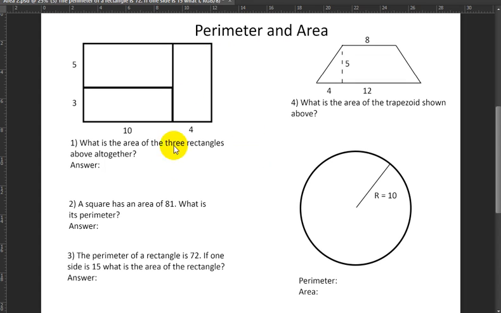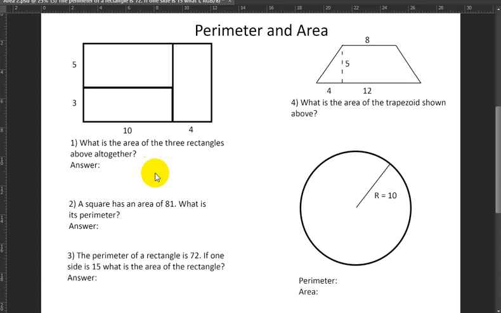Hello everyone, in today's video we are going to be practicing what we learned yesterday about perimeter and area. Now you can pause the video and try to solve these on your own and come back to see if you got them correctly using what you learned in yesterday's video. So please pause the video and try and solve them on your own.